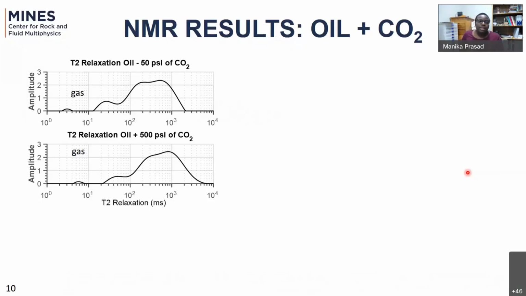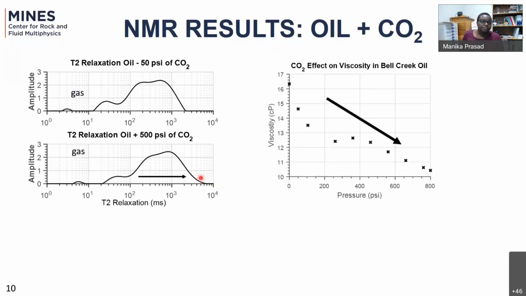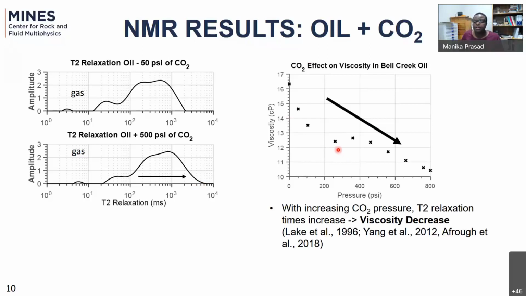The NMR results here showed that when there is low pressure of CO2 injected into the Bell Creek oil, the NMR relaxation peak is quite flat, just broadly spread out. And then with increasing pressure, we see that CO2 affects the oil because we have a shift towards higher T2 relaxation times. So increasing pressure leads to increasing T2 relaxation times. And so an understanding of this is that the viscosity of the oil is decreasing as we have increasing relaxation time, as you see in this plot to the right here. So increasing pressure leads to reduction of viscosity, and it's consistent with literature as referenced here in the slide.